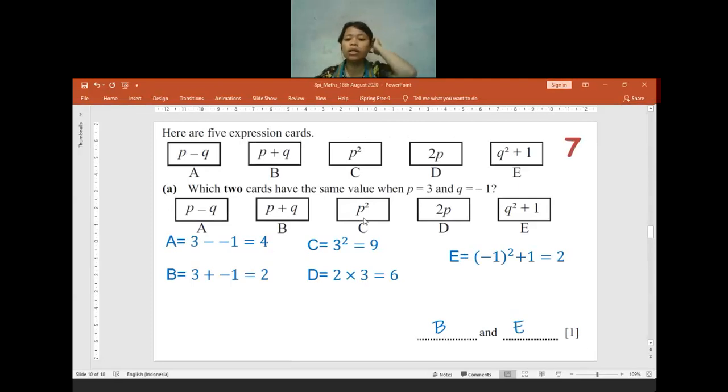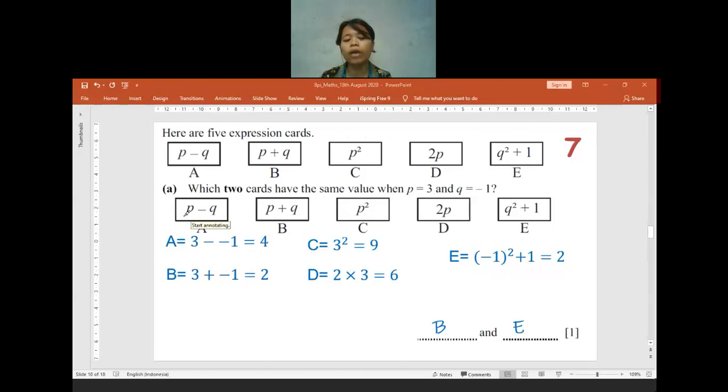For question 7, we have 5 cards, card A, B, C, D, E. In each card, there is an expression on it. For question A, we have to find out which cards have the same value when we replace P with 3 and Q with -1. To find the answer, you have to do it one by one. You have to check every card and calculate, and when you are done checking all of the cards, you can compare which cards have the same answer.